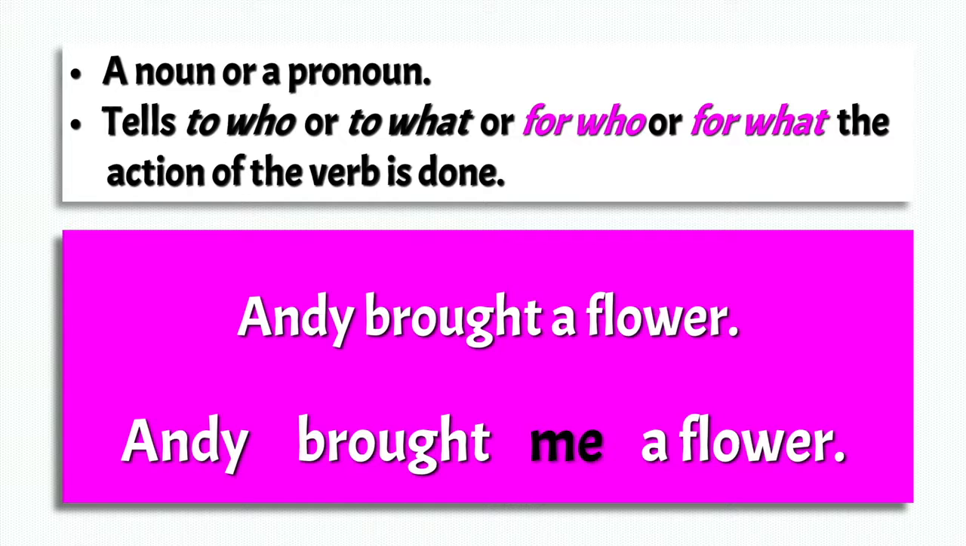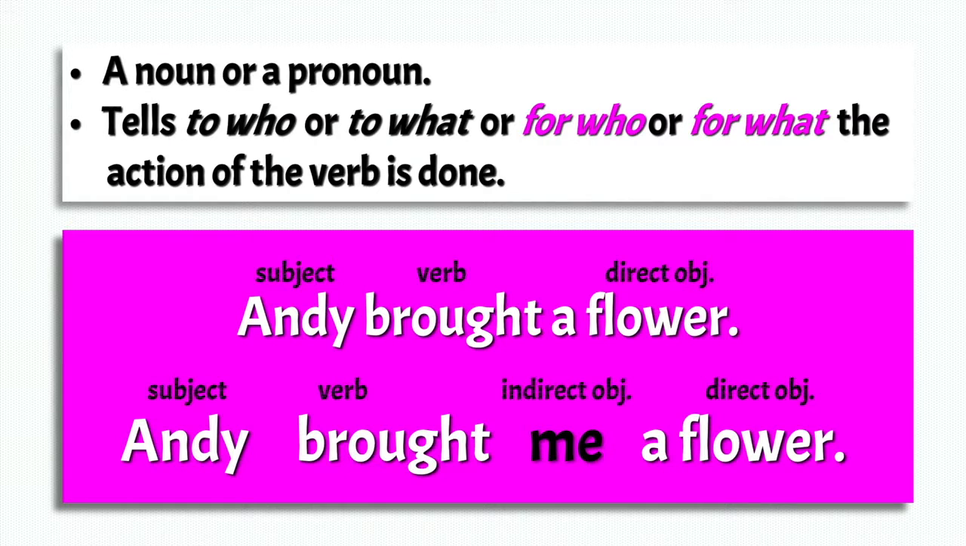Andy brought a flower. Okay, so we know that flower is the direct object. But if I said Andy brought me a flower, then me is your indirect object. It would be the same as saying Andy brought a flower to me. So to me would be your indirect object. And the flower, of course, direct object.